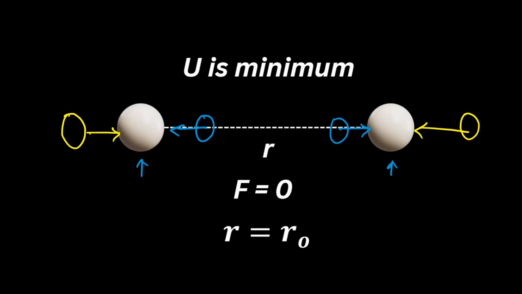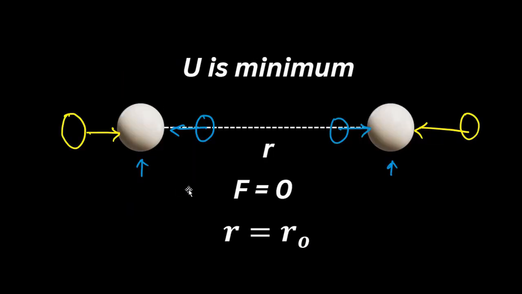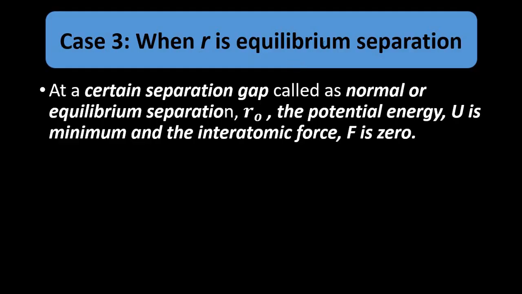So here, the main thing to remember is that for every elastic object, the atoms in their stable equilibrium position are separated by a fixed separation gap. That is called the stable equilibrium position, the normal or equilibrium separation R0. And in this case, the potential energy is minimum and the interatomic force is 0.